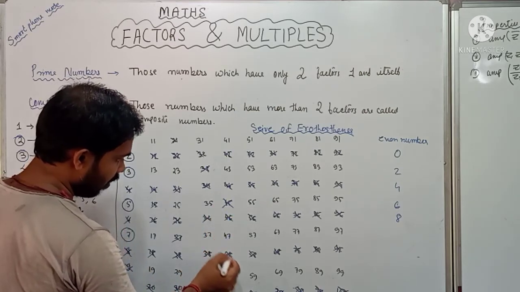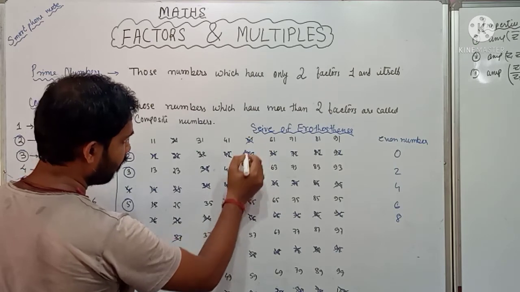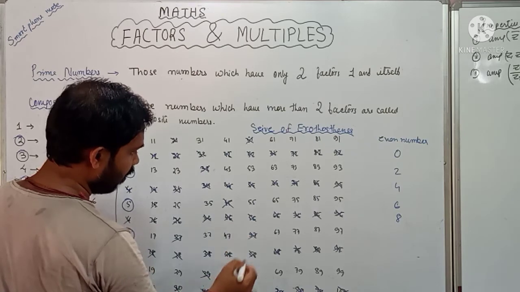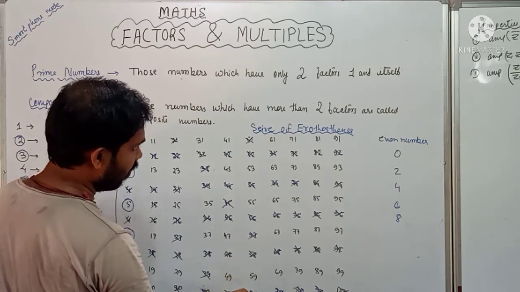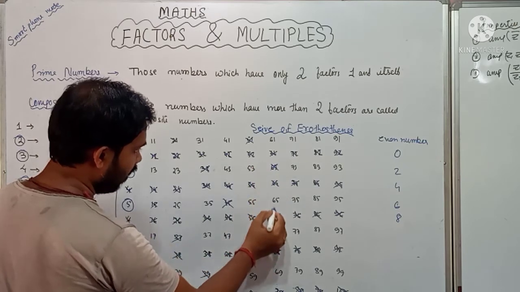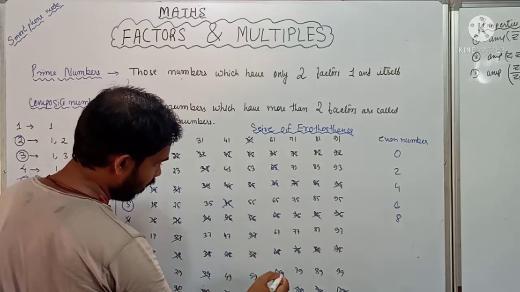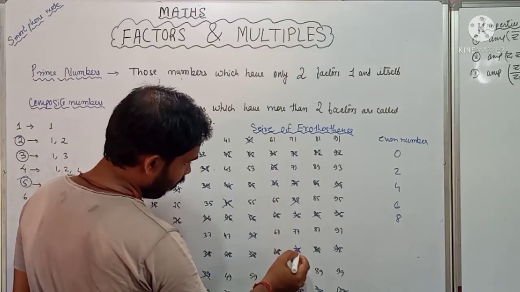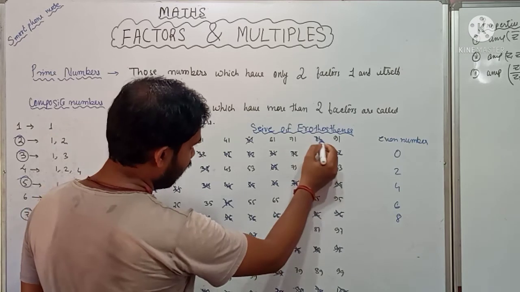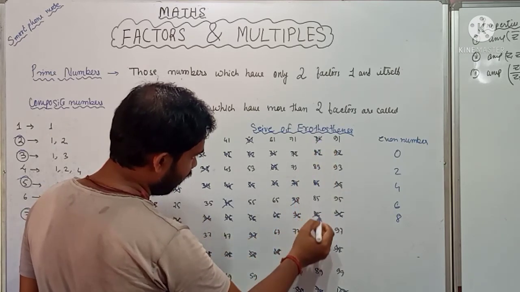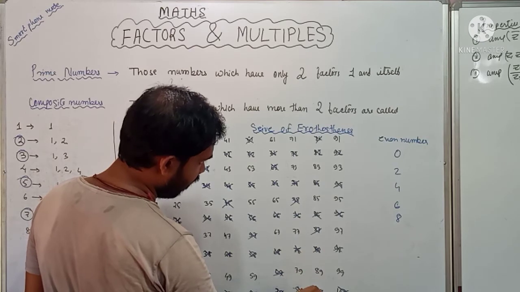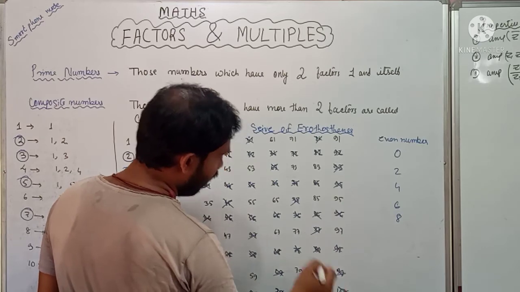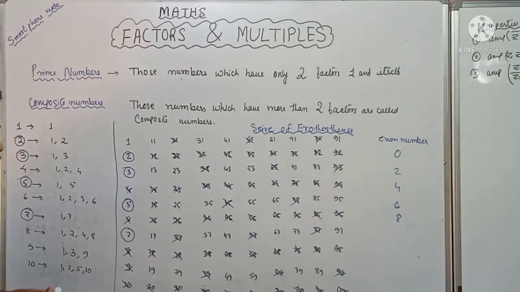then 48, and 51, 54, 57, 60 we have cut, then 63 we have cut, 66 we have cut, then 69, then 72, 75, 78, and similarly we'll go on counting in 3s and we'll cut all those numbers which are divisible by 3. Okay, so we have cut all those numbers which are divisible by 3.